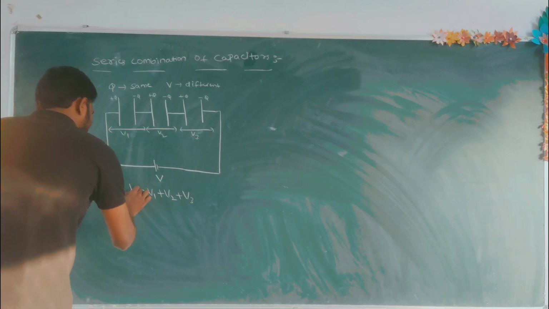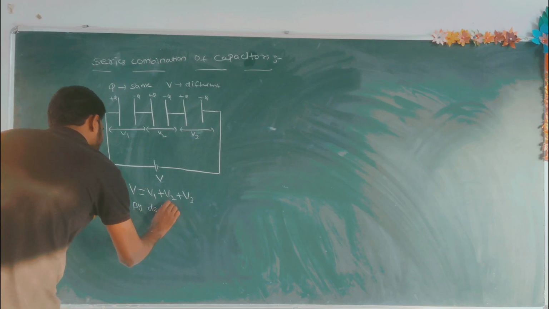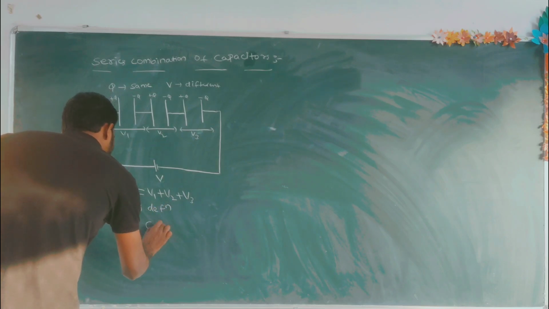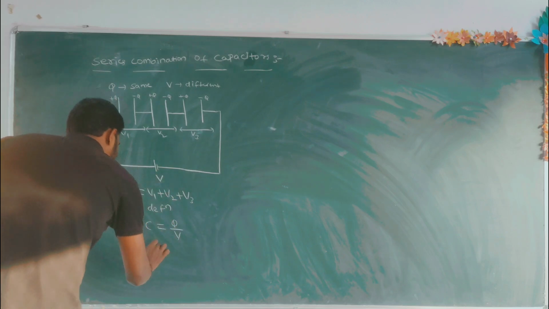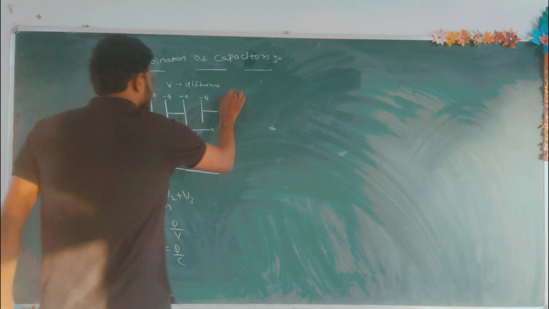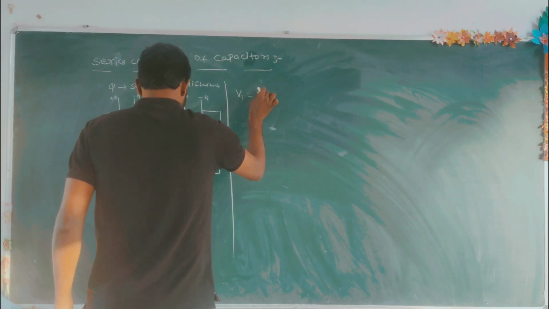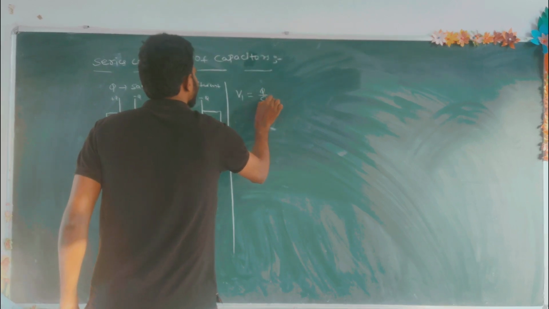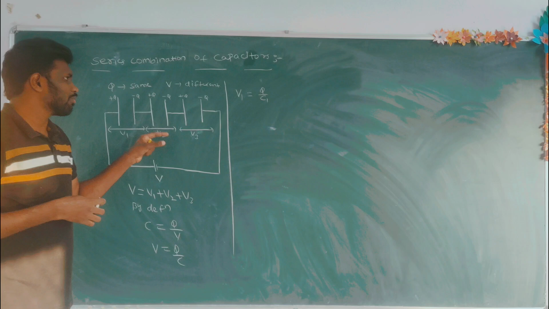We will see now. By the definition of capacitance, C equals Q by V. Then we want V equals Q by C. In the same way, we will write the equations for V1, V2, V3. Then V1 becomes Q by C1. Why are we not writing Q1 there? Because the charge is the same, Q is the same.